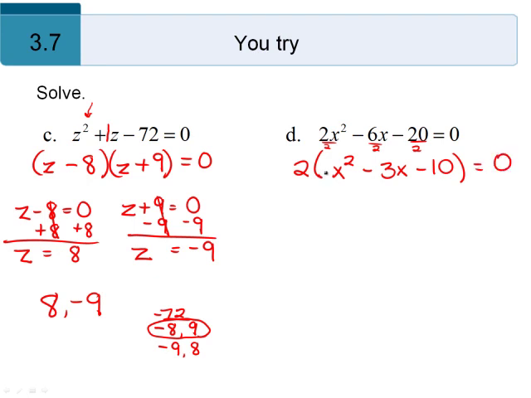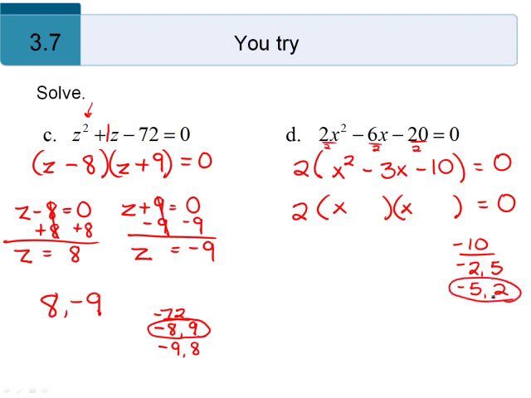Now here's the weird part. The 2 is still going to come down for now, okay? But what we have left in the parentheses is a trinomial that we're going to try and factor. So we're going to set up our parentheses for FOIL, and you can put x and x in the first place. Now we need the factors of negative 10 that add up to negative 3. So what about negative 2 and 5 or negative 5 and 2? Well, the first one doesn't work, but the second one gives me a negative 3. Negative 5 plus 2 is negative 3.